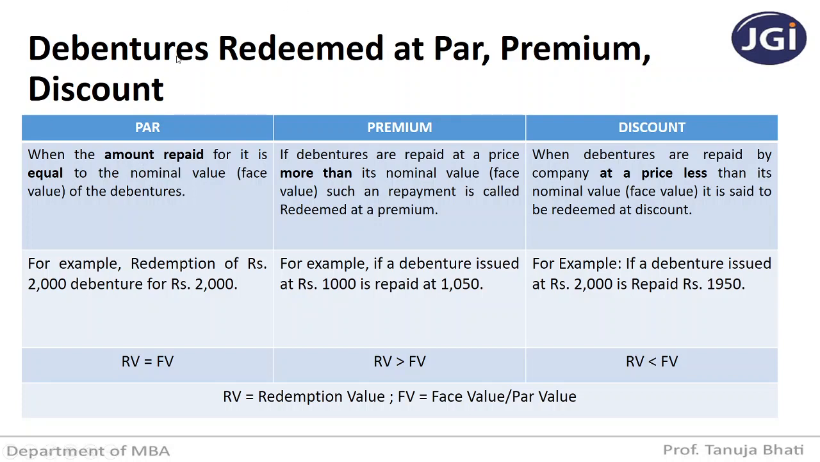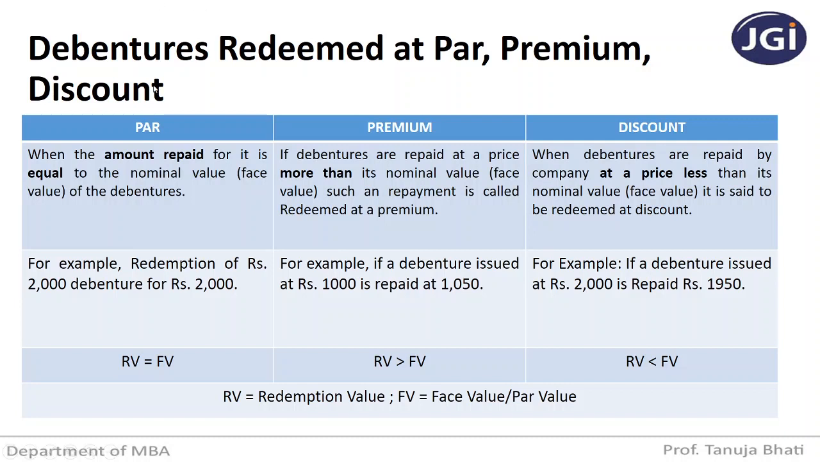Now, see, when I'm talking about redeemed, it is nothing but repayment. So, debentures can be repaid at either par, premium, or discount. Now, the company can either issue at par, premium, or discount at the initial stage when it is collecting funds, and now when it is repaying funds after a specified period of time, it can also repay at par, premium, or discount.